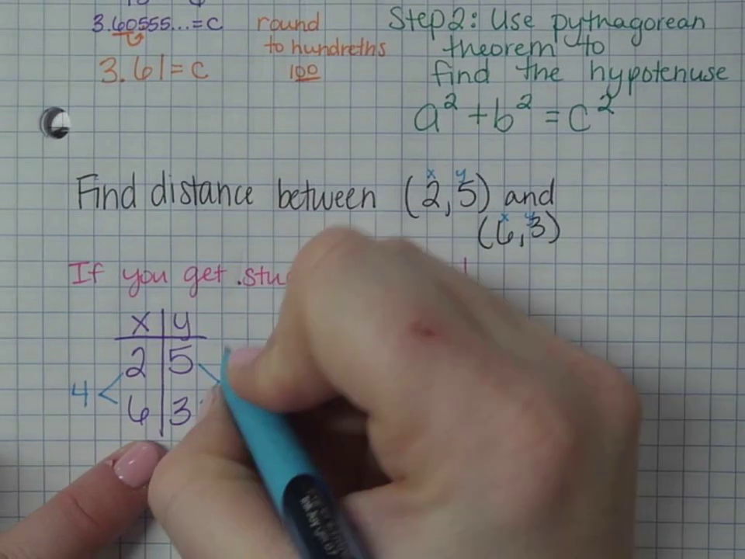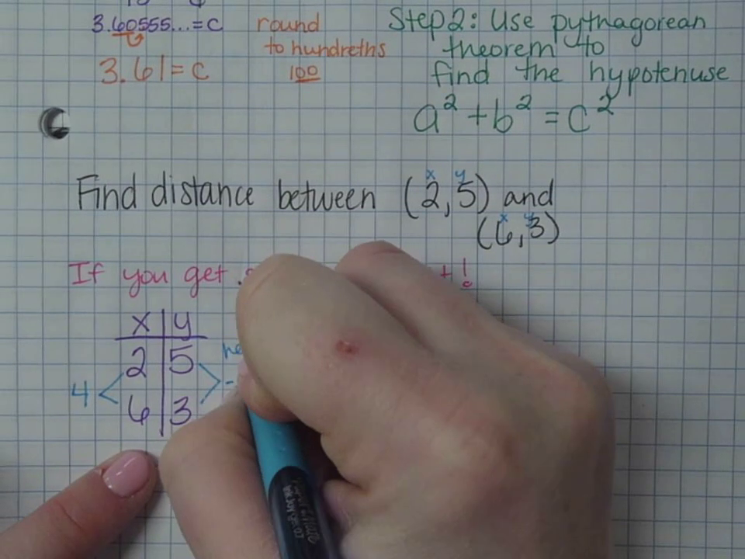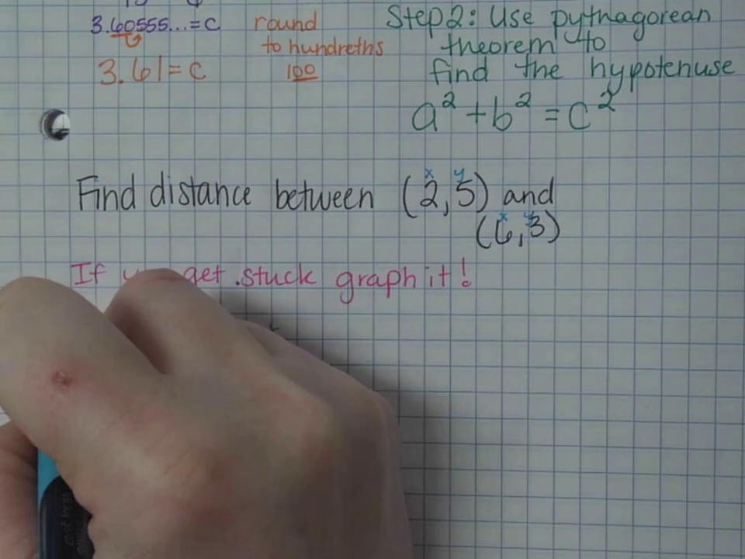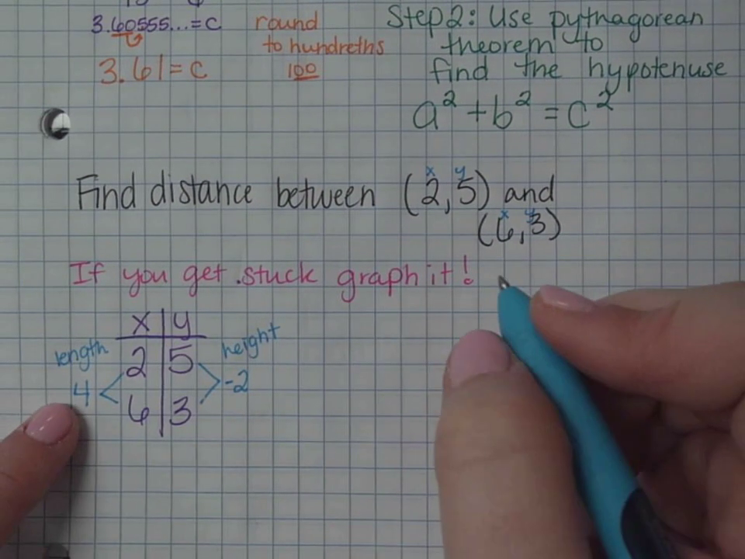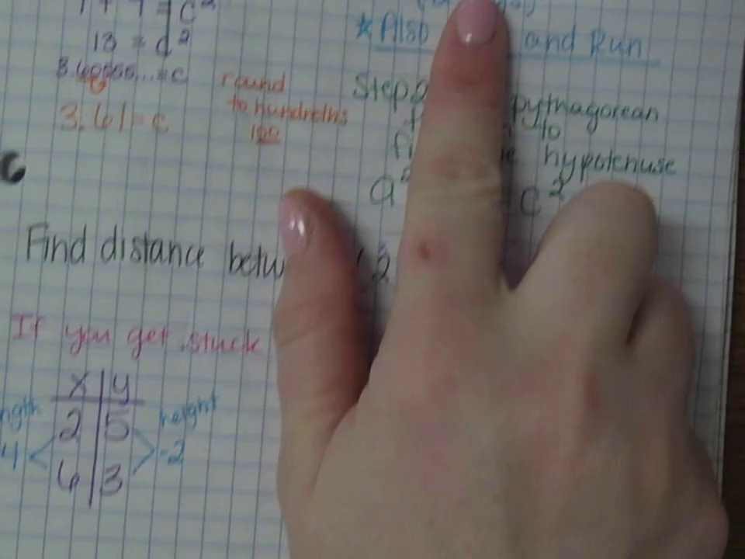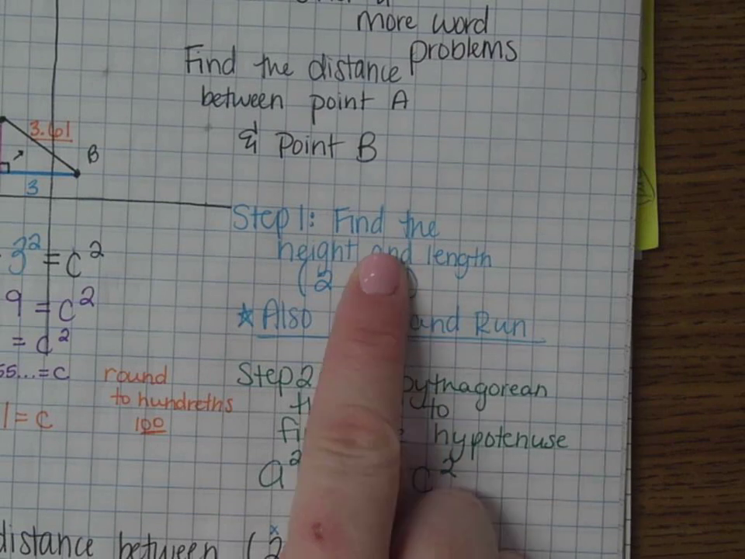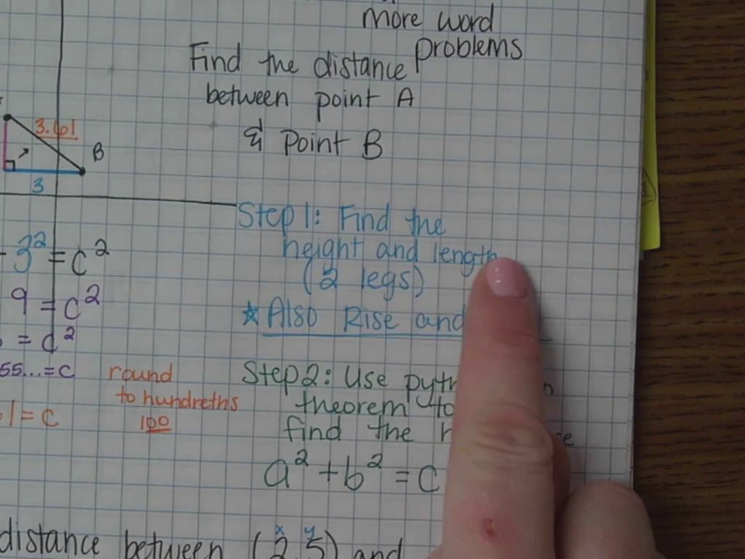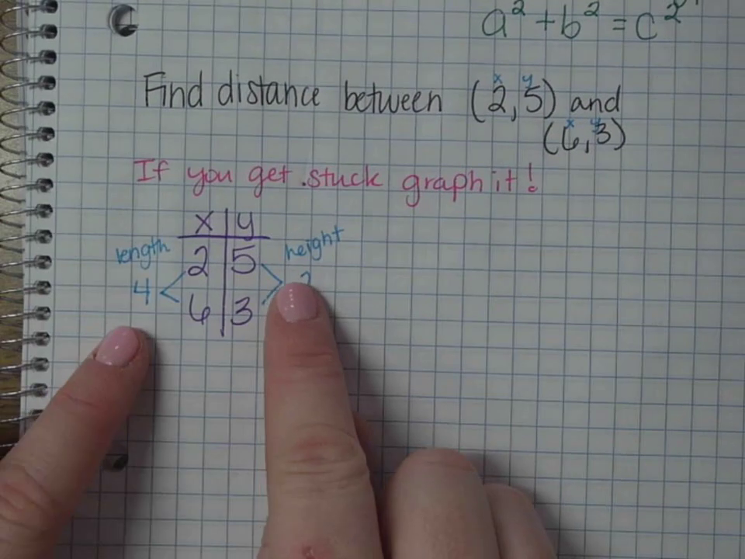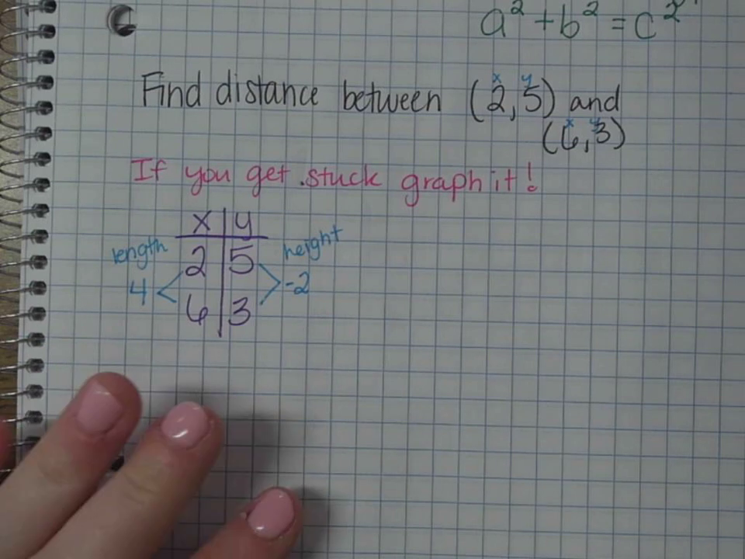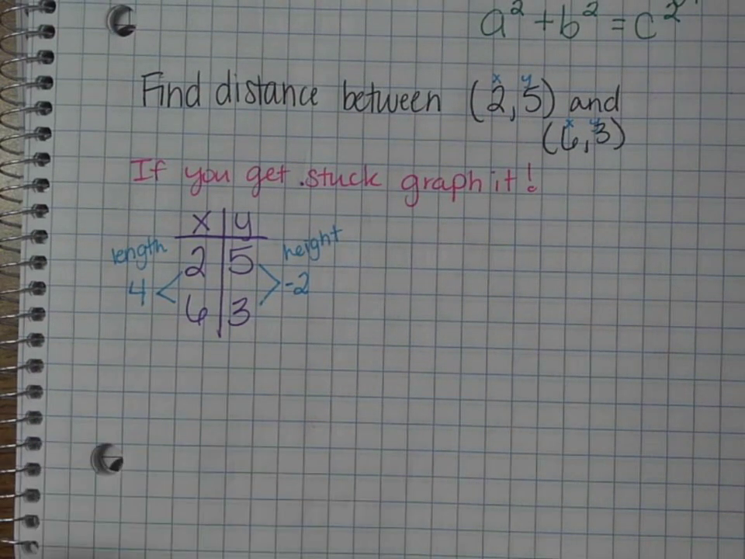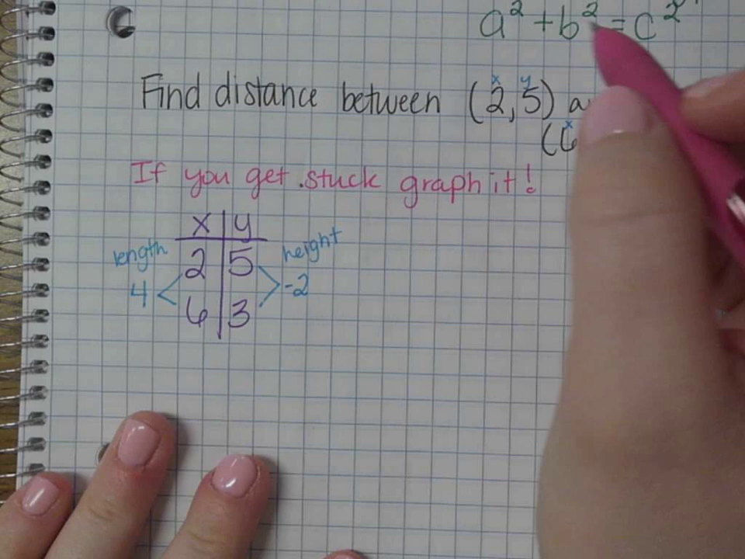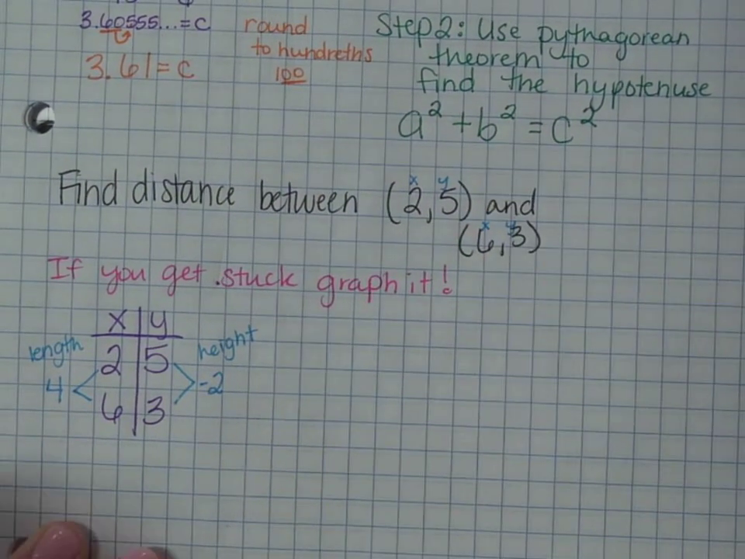So this is the height, and this is the length, or the base, or whatever, of the triangle. So we still did the same first step, said find the height and the length. So we just found this. We don't need to put it in the slope, like where you put it rise over run. We're just going to use the Pythagorean theorem.